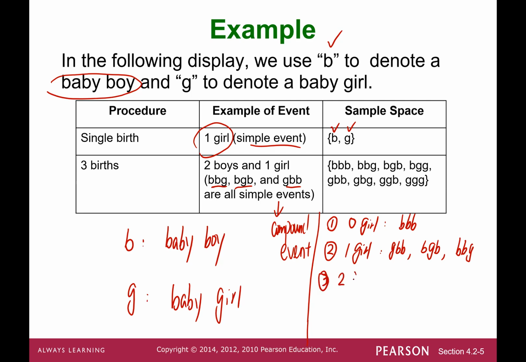The third major category will be 2 girls, right? If you look at 2 girls, now you only have 1 boy. So the boy could be on the first spot: boy, girl, girl. Boy could be on the second place: girl, boy, girl. And boy could be on the third place: girl, girl, boy. And the fourth category is getting all 3 girls: girl, girl, girl. So here you start with the 3 boys all the way to 3 girls.